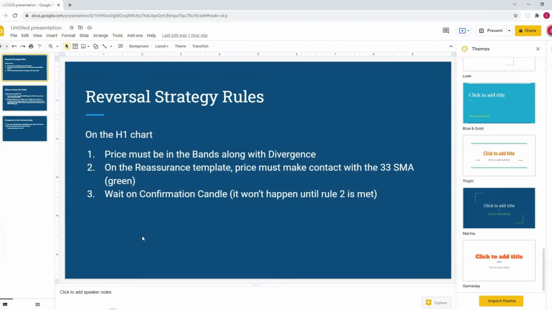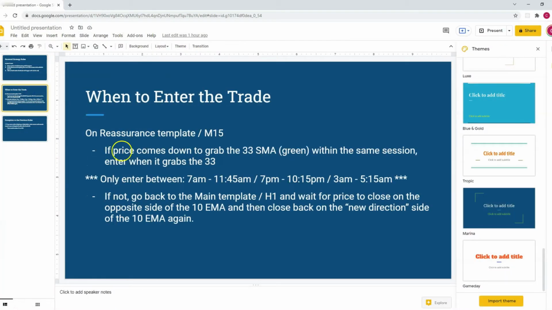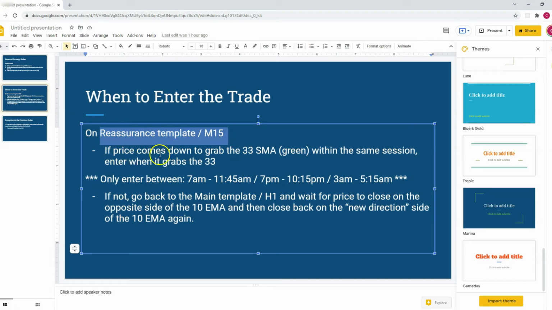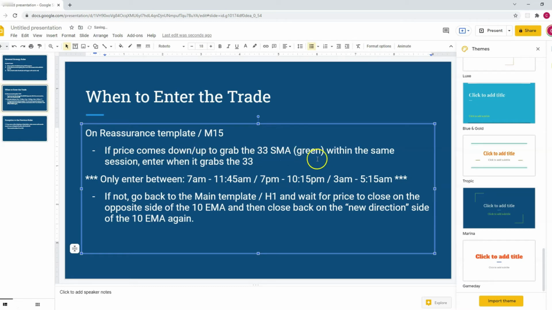And I have that in my rules. I need to rewrite these rules. Yeah, on the reassurance template, if price comes, well, I said down, I should say down or up to grab the 33 or the green line within the same session, then enter when it grabs the 33. And that's what happened here.